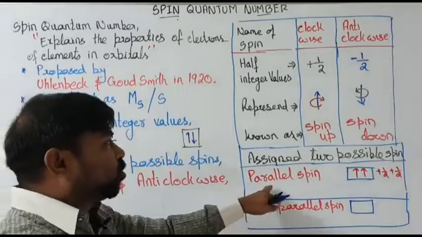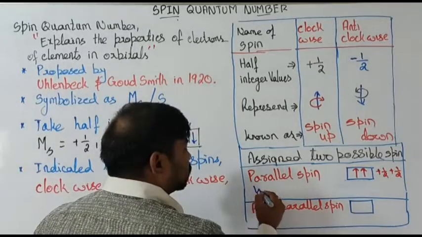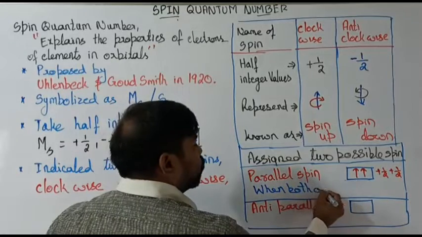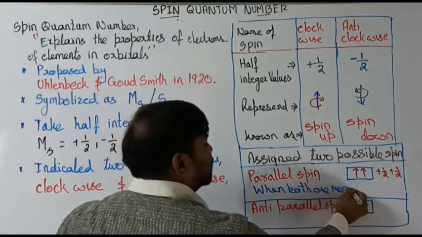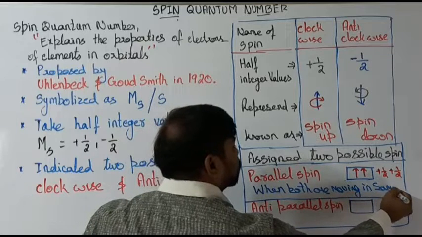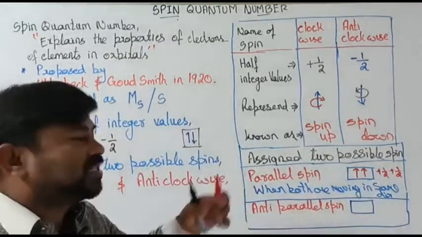Are you able to follow? So parallel spin means when both are moving in the same direction, we are taking it as right, then we call it a parallel spin.